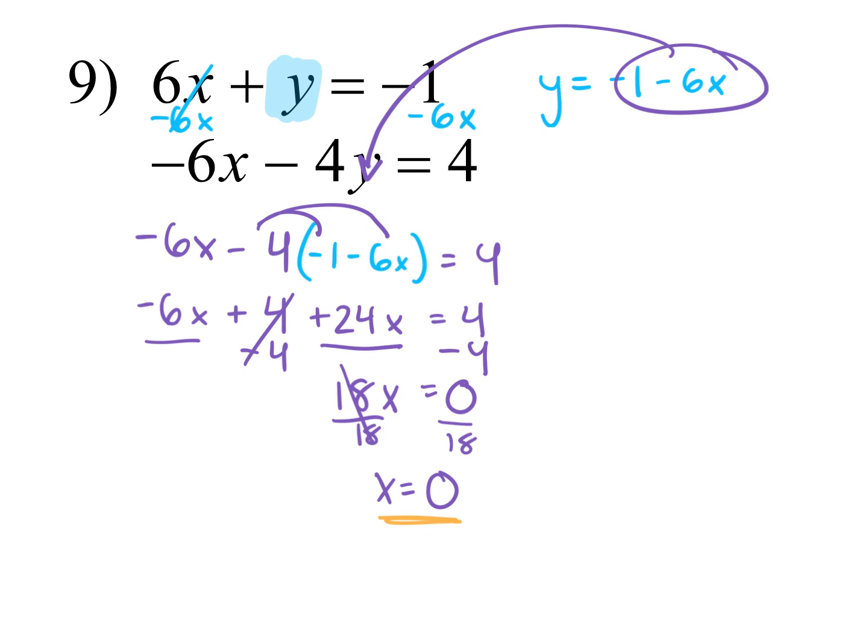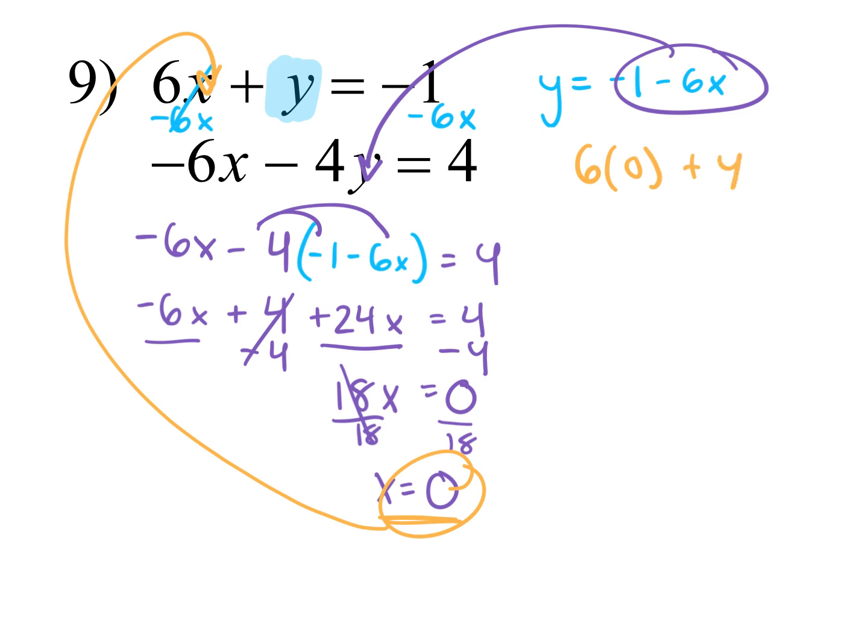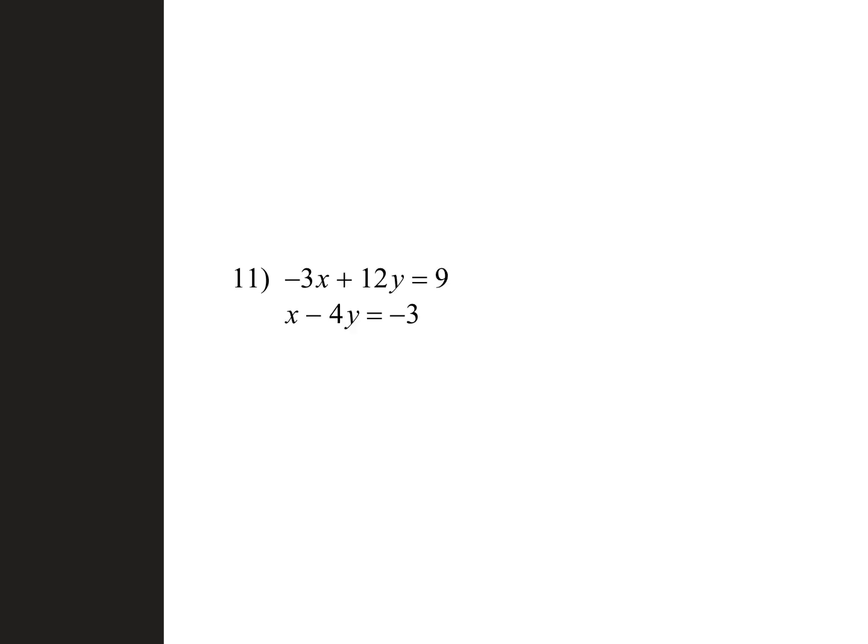How would we find y? Awesome. We're going to plug 0 into the x. So we have 6 times 0 plus y is equal to negative 1. What's 6 times 0? 0. So y is equal to negative 1. How would we write our answer? 0 comma negative 1. Perfect. All right, let's look at 11.